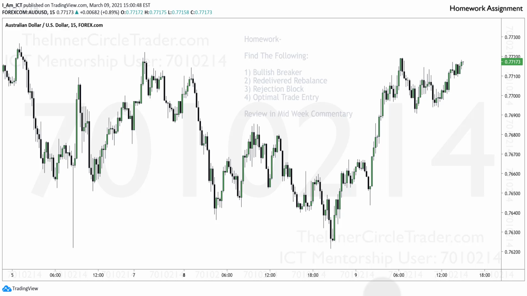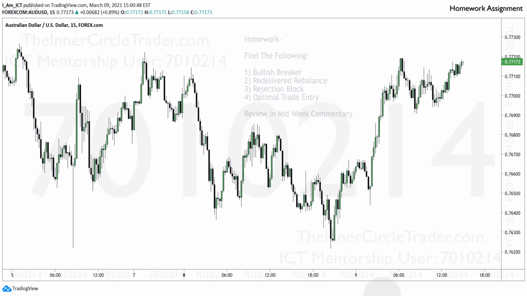All right, here is your assignment for tonight. Your homework is to find the following. In this chart for a 15-minute time frame, Australian dollar versus US dollar, using the Forex.com feed on TradingView. Don't use your MT4s, okay? Don't use your live accounts. Use the data on TradingView. Try to set your chart up like this one.